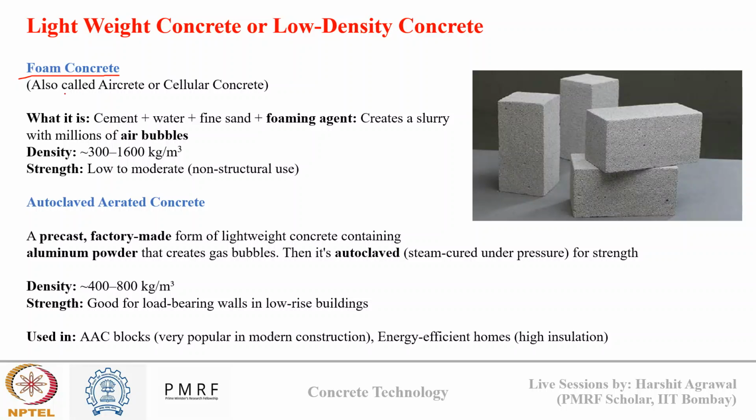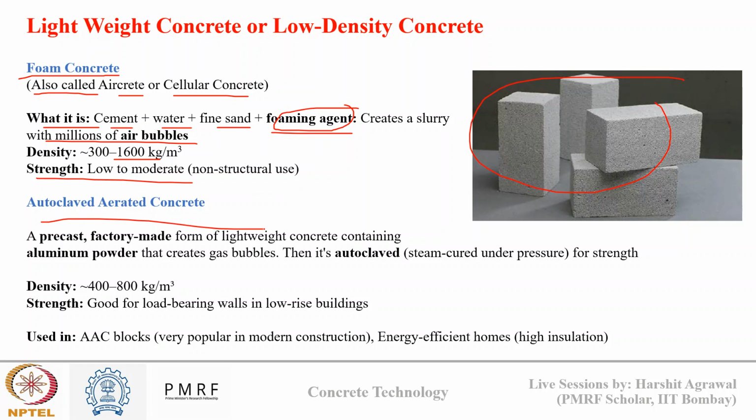These are also known as aircrete or cellular concrete. And what is this? There we have cement plus water plus fine aggregate plus foaming agent. There is a certain type of foaming agent which creates a slurry of millions of air bubbles inside the concrete. These air bubbles result in lower density of concrete and make concrete lightweight. So their strength is comparatively low, and they are mainly used for non-structural applications. You can see some examples of foam concrete here, how they look.